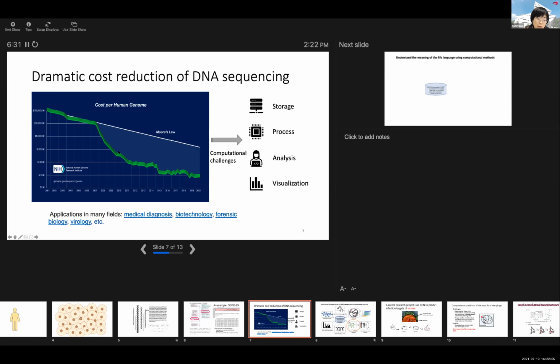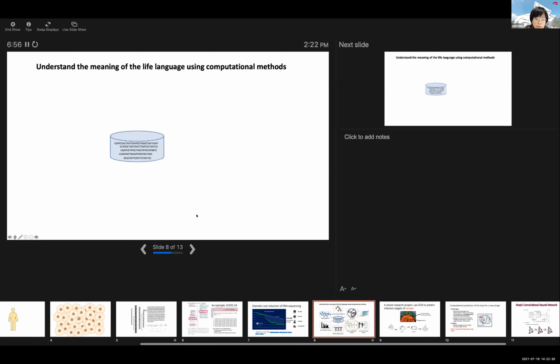So even with this current cost reduction, it exceeds Moore's law. That means you cannot just enhance your hardware to analyze the data. You need better algorithms, data structures, and computational methods to store, process, analyze, and visualize the data. And of course, all of these data have many different applications in many different fields.